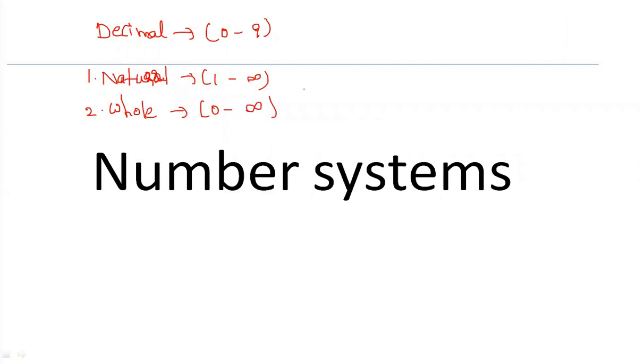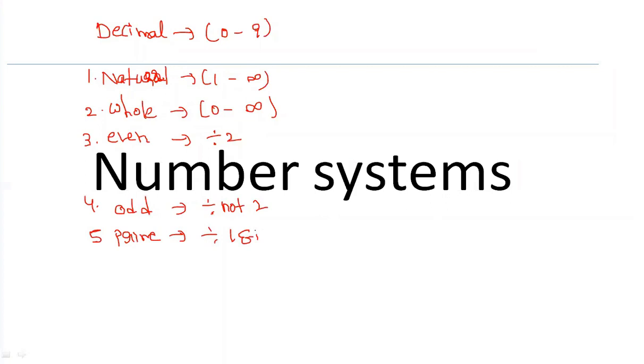So even numbers, odd numbers, those segregations, whatever you know, I'm writing it once again. Even number is nothing but the number which is divisible by 2. Odd number is just the opposite of that, which is not divisible by 2. Next, prime numbers are nothing but which are divisible by 1 and itself.